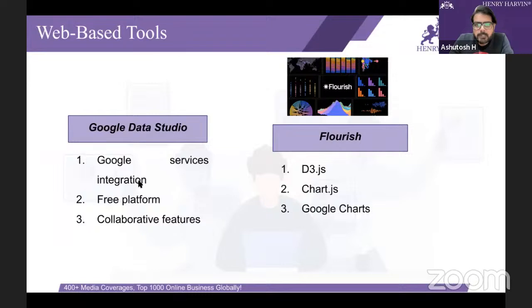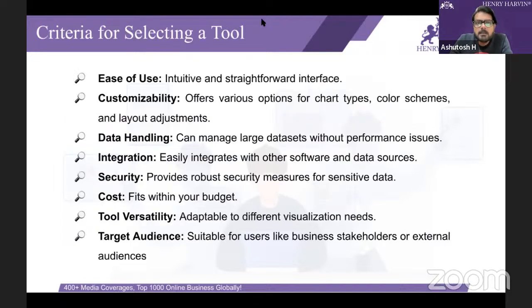Web-based tools, when we are talking about, we are having Google services integration, a free platform, Google Data Studio. This is basically a service by Google, as the name is suggesting. And this is having collaborative features. We are also having Flourish, where we are having d3.js, chart.js, Google Charts, all these things are there. But these are the web-based tools that we are having.